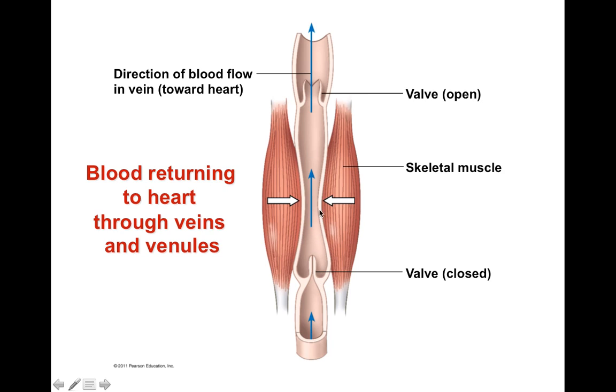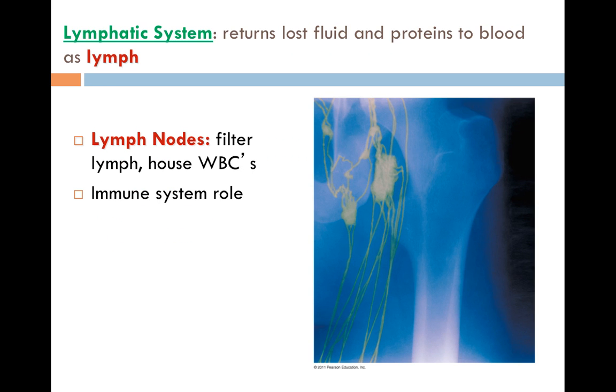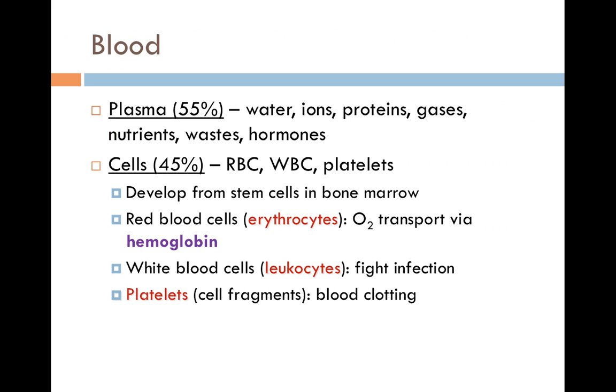But then since the valve closes, it's stuck. It can't go backwards. It can only go forwards. Your lymph system returns lost fluid and proteins to the blood. It's a filtering type system. It houses your white blood cells. It helps in your immunity. So it's a really important system.